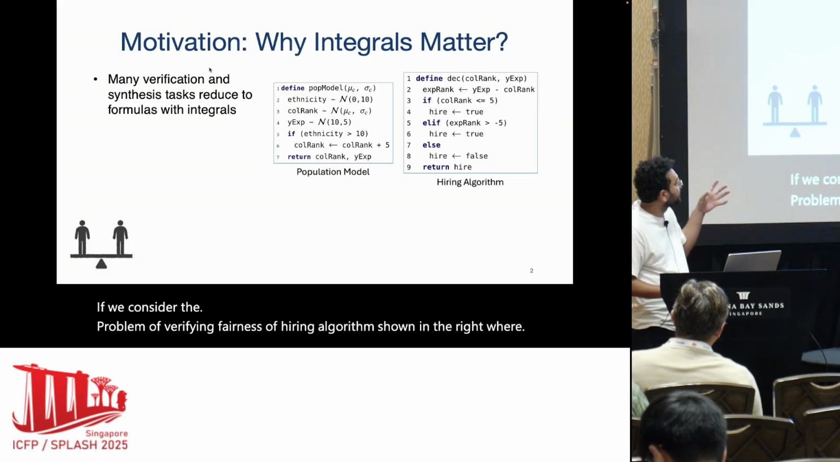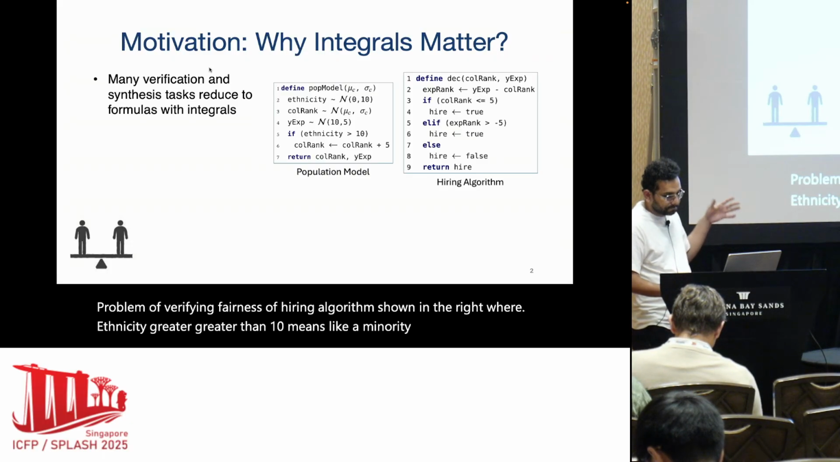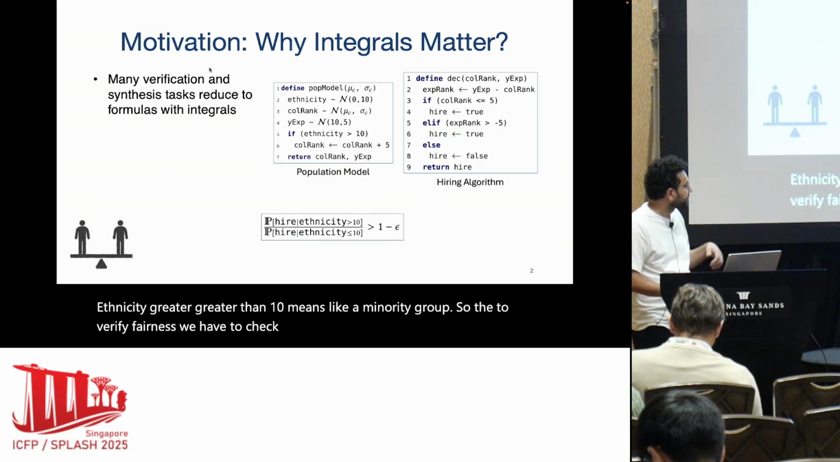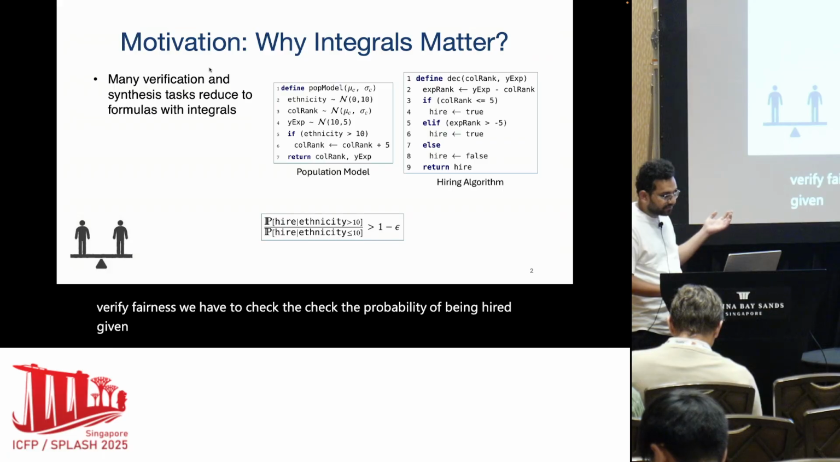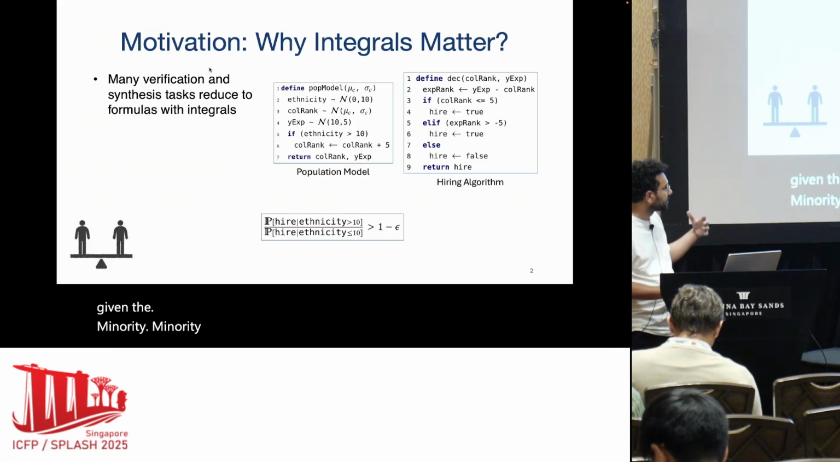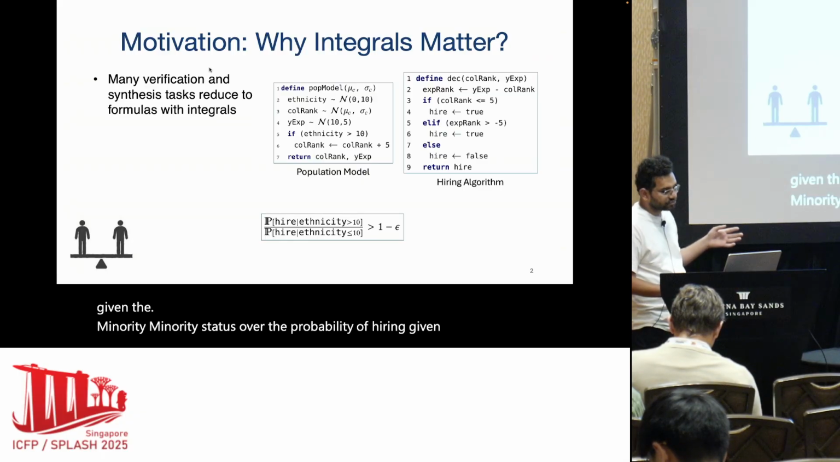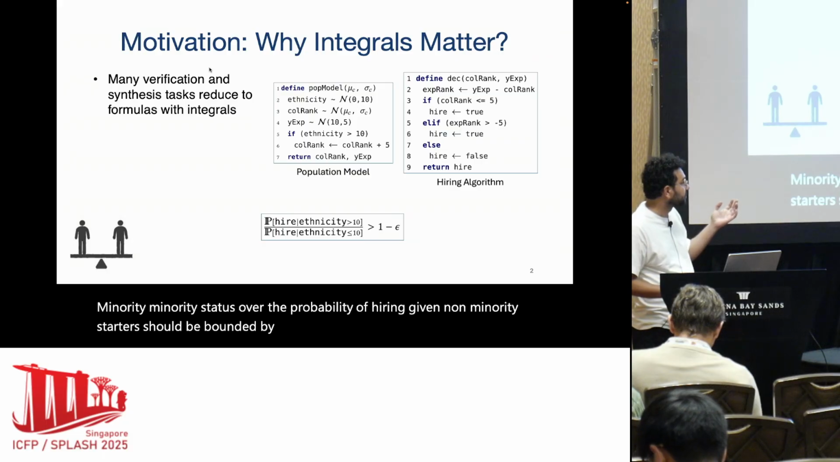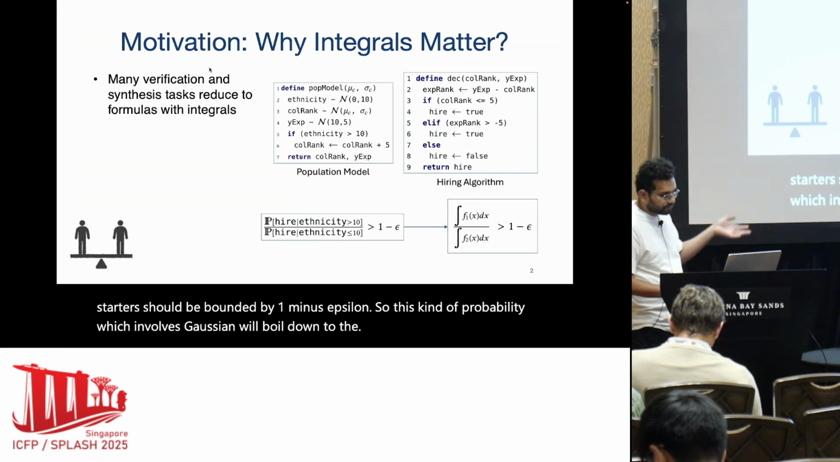ethnicity greater than 10 means a minority group. To verify fairness, we have to check that the probability of being hired given minority status over the probability of being hired given non-minority status should be bounded by 1 minus epsilon. This kind of probability, which involves a Gaussian, will boil down to formulas which have integrals.